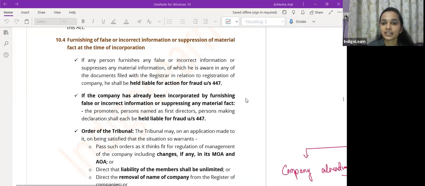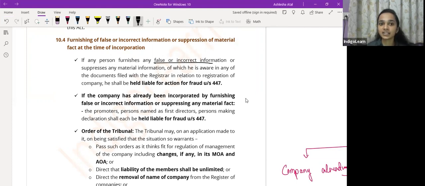So let's have a look at the section. So if any person furnishes false or incorrect information or suppresses any material information, that is does not give any material information which is crucial for the purpose of incorporation, of which he is aware in any of the documents filed with the registrar in relation to registration of company, he shall be liable for the action for fraud under section 447. सो जो भी इंसान ऐसे गलत काम कर रहा है उसको पनिशमेंट फॉर फ्रॉड अंडर सेक्शन 447 जो प्रिस्क्राइब किया गया है वो मिलेगा.